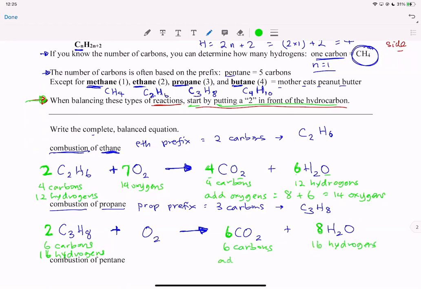Then I'm going to have to add those oxygens up from both CO2 and H2O. So that's 6 times 2 or 12 from CO2, and then 8 times 1 or 8 from H2O. That's 20 oxygens on the right side. So to get 20 oxygens on the left side, I'm going to put a 10 in front of O2, and that would be 20 oxygens.